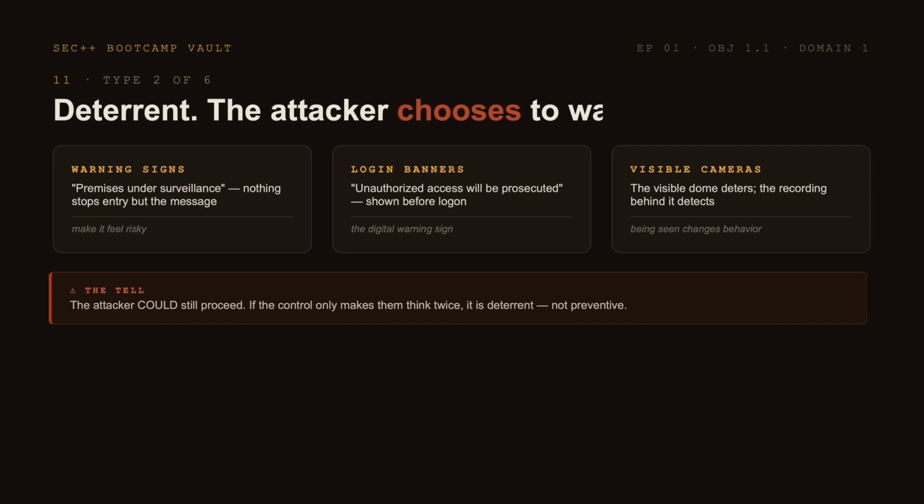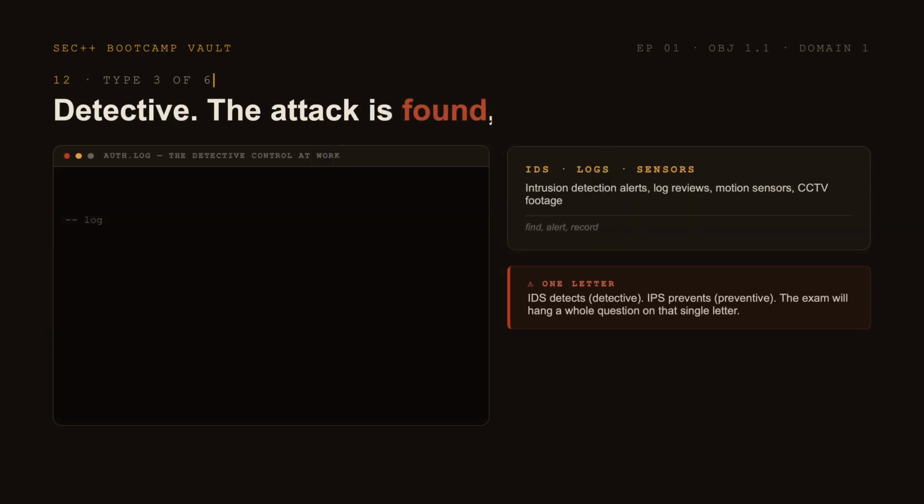Type 3. Detective controls catch an attack while it is happening, or after it already happened. An intrusion detection system firing an alert. Someone reviewing logs and spotting failed logins at 3 in the morning. A motion sensor going off in the server room. Camera footage you look at after a break-in. Notice what detective controls do not do. They do not stop anything. And here is a one-letter trap the exam loves. An IDS detects, that is detective. An IPS with a P prevents, that is preventive. One letter, 2 different answers.